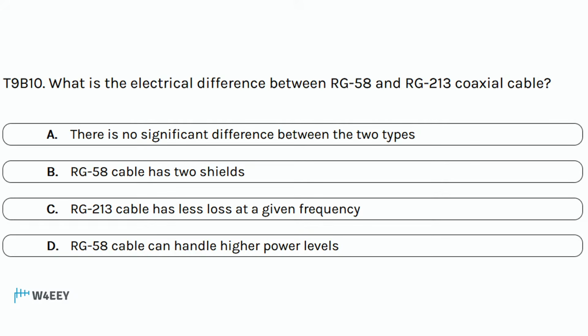And what is the electrical difference between RG58 and RG213? Charlie. RG213 is the bigger of the cables we saw there, and it has less loss at a given frequency. 25 minutes after the hour, we made it. It is the end of chapter 4. We're going to cut it off here. So happy to have you with us.